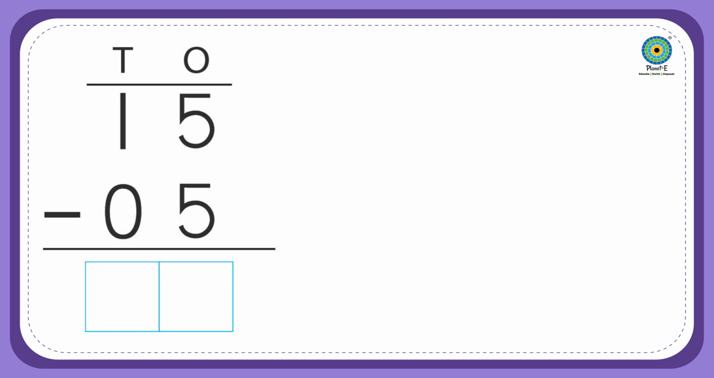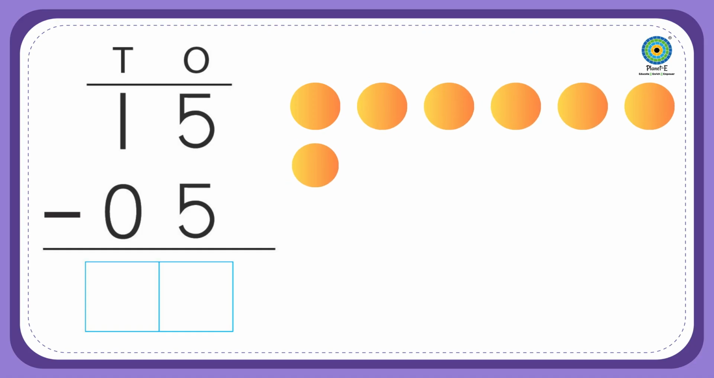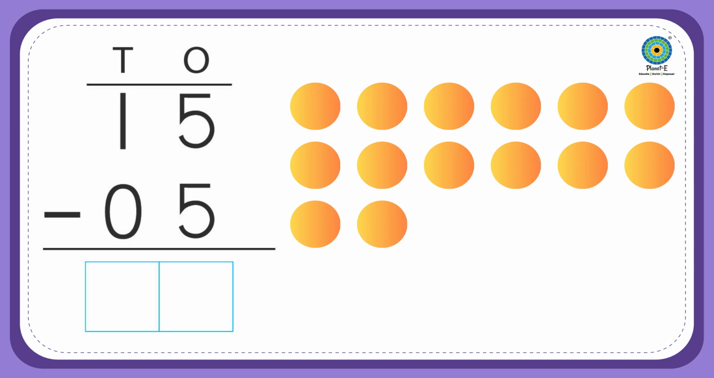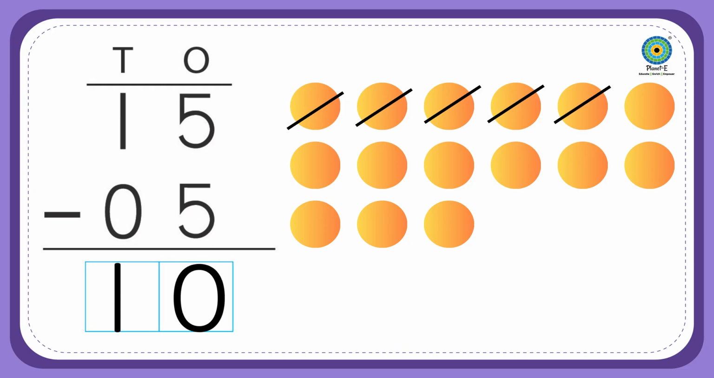The number in first line is 15. So we will draw 15 objects. 1, 2, 3, 4, 5, 6, 7, 8, 9, 10, 11, 12, 13, 14, 15. The number in second line is 05. So we will subtract 5 objects. 1, 2, 3, 4, 5. 15 minus 5 is equal to 10. So total 10 objects left.